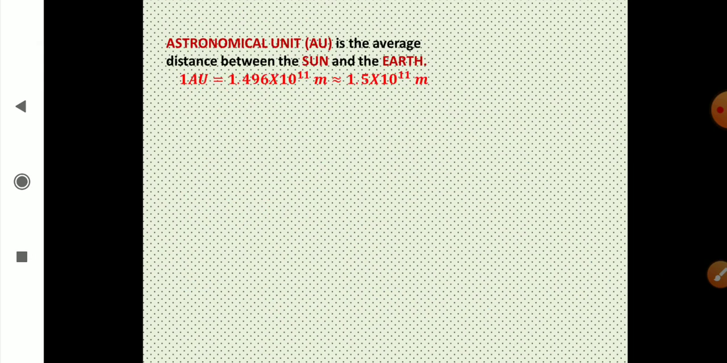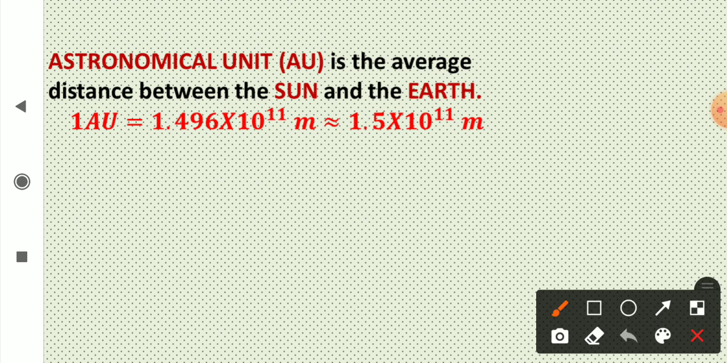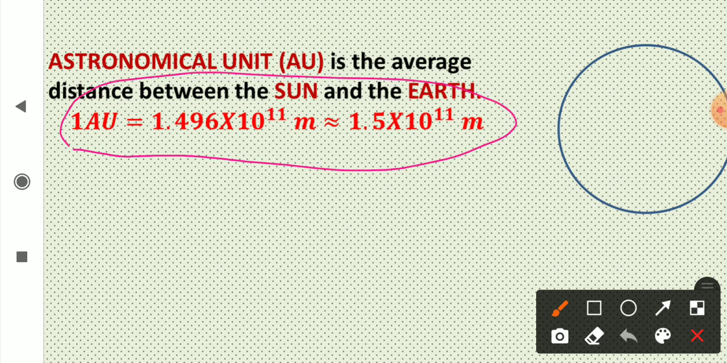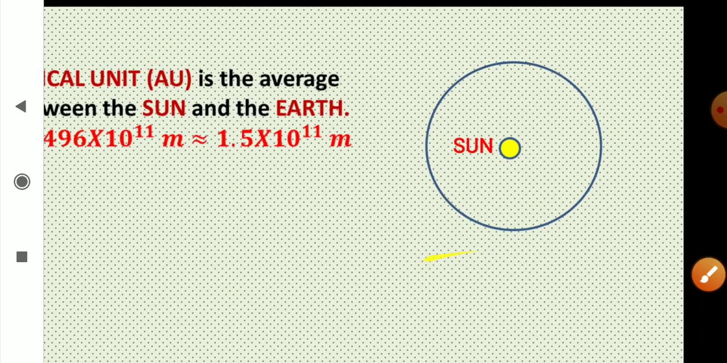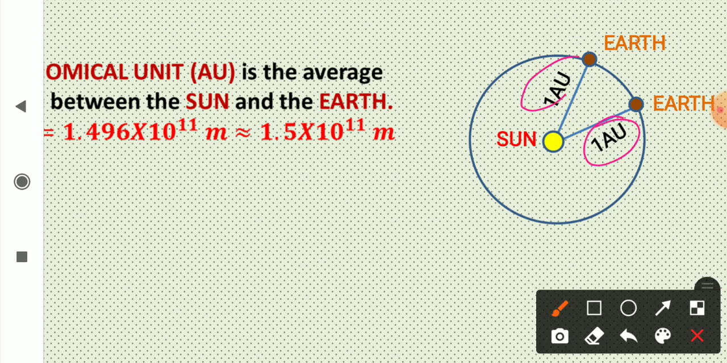And now astronomical unit. Okay. Now astronomical unit, represented by AU, is the average distance between the sun and the earth. So its value is, one astronomical unit is about 1.496 into 10 raised to the power 11 meter, and nearly equal to 1.5 into 10 raised to the power 11 meter. This is smaller than light year. So you can see here the sun and the earth in its orbit around the sun, and the average distance between the earth and the sun is 1 astronomical unit, 1 AU.